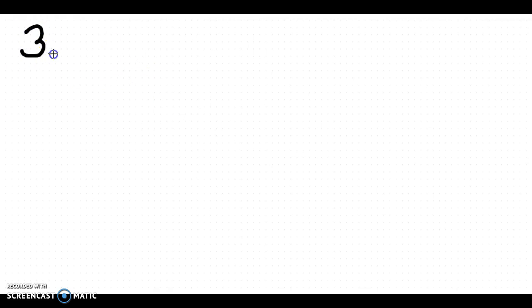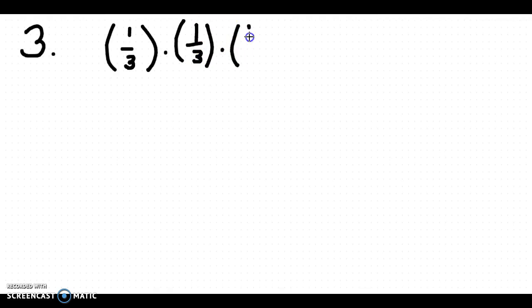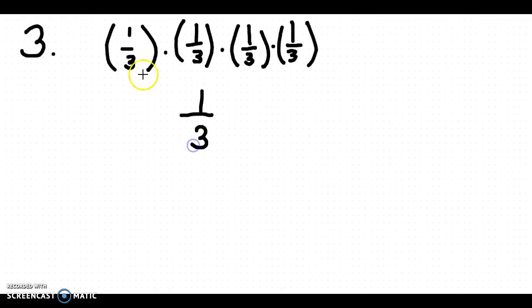Looking at number 3, we have 1/3 times 1/3 times 1/3 times 1/3. And this time our base, the thing we see repeating over and over again, is the 1/3. And that happens 1, 2, 3, 4 times. So let's take that whole parenthesis and raise it to the 4th power.